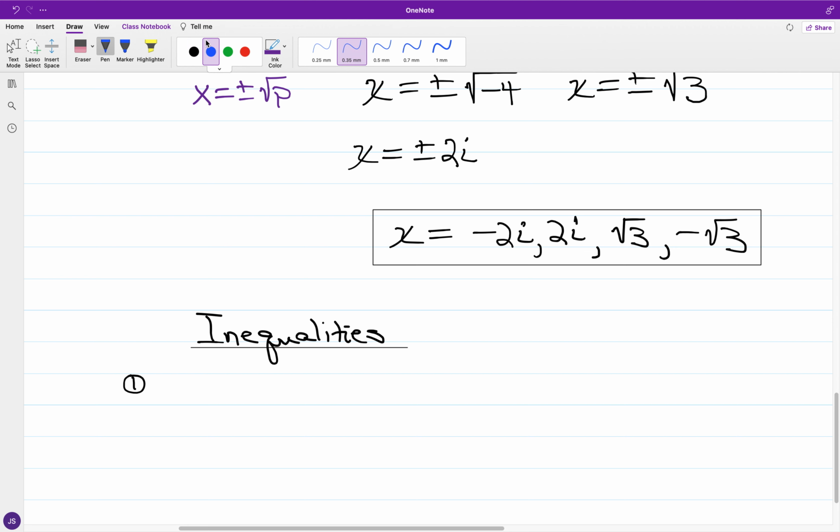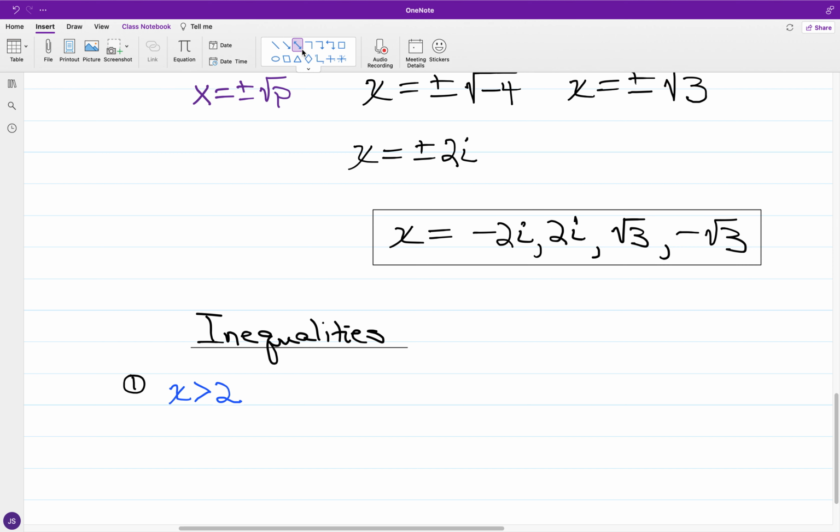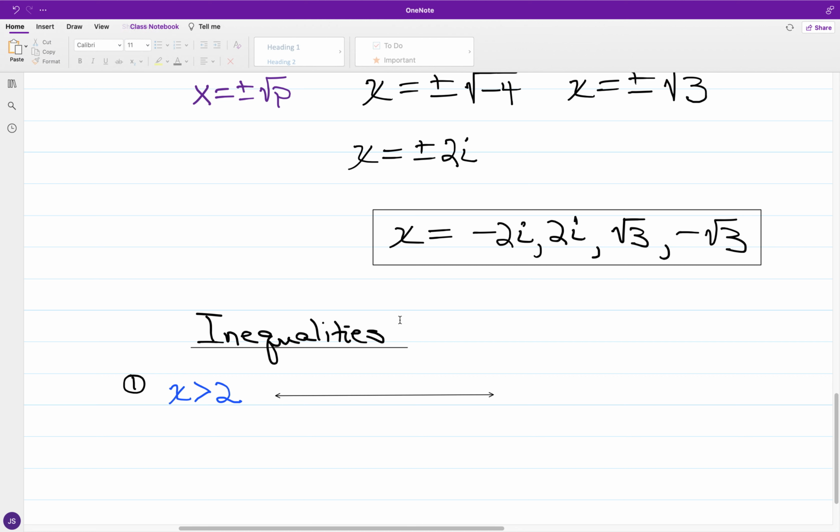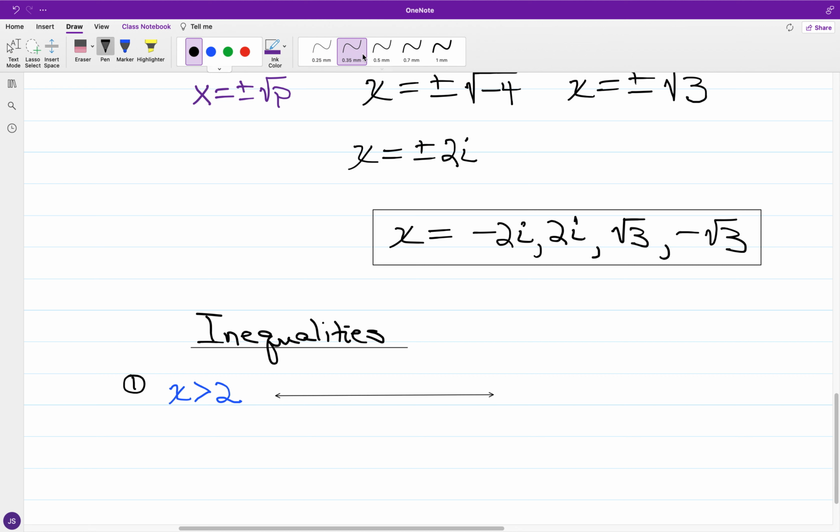If you have an inequality, those are statements like greater than, less than or equal to, greater than or equal to. Let's say we have an inequality statement, say x is greater than 2. Now, if you look at this from a visual standpoint, I would construct a bit of a number line here.